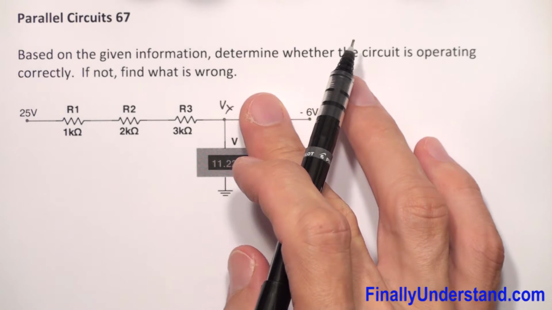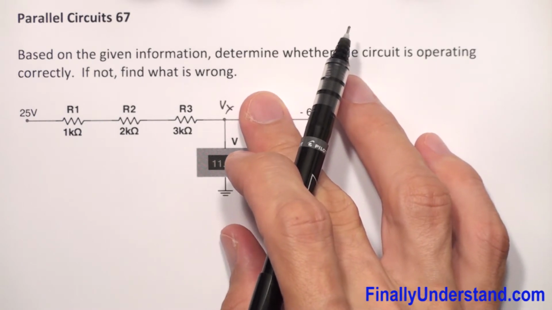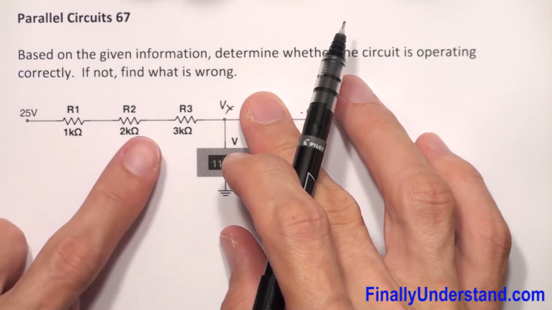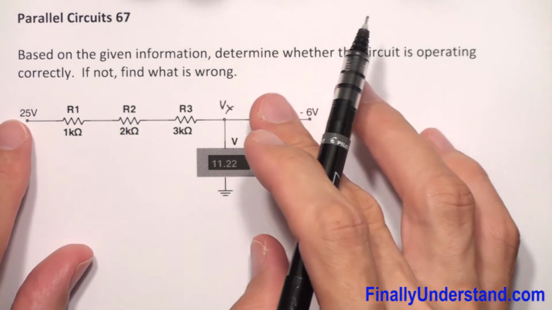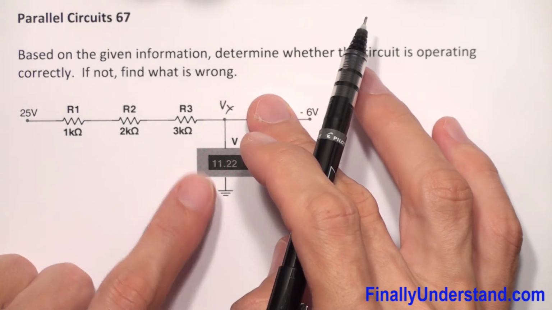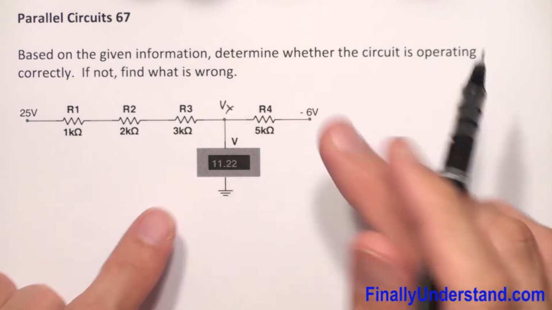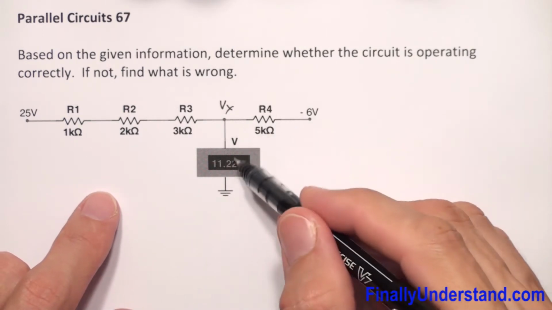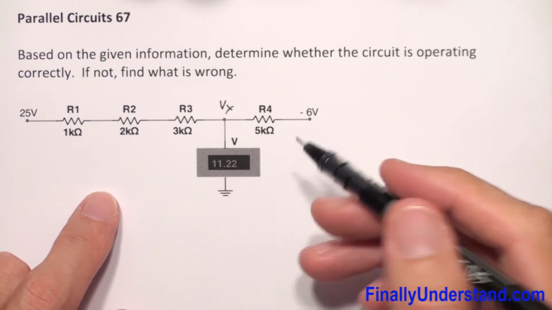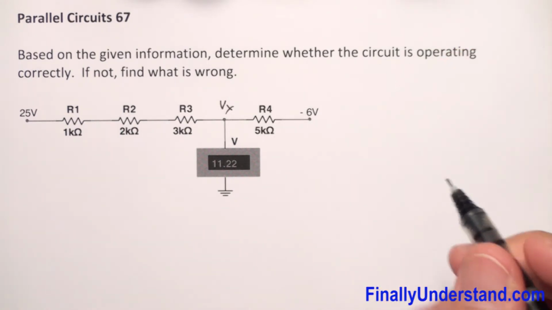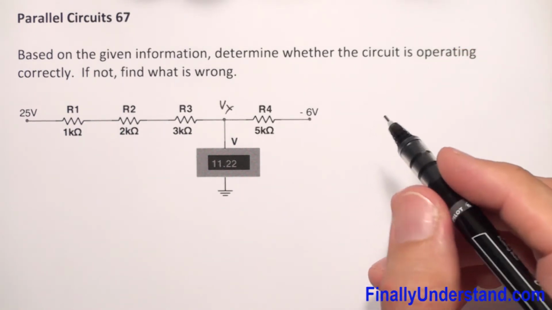my voltmeter would measure just 25 volts, no matter what values of the resistors we have over here. If this circuit would be open over here, my voltage over here would be 25 volts. If this resistor would be shorted, I would measure over here negative 6 volts. So it means that this resistor is okay. I can trust this resistor, at least at this moment.